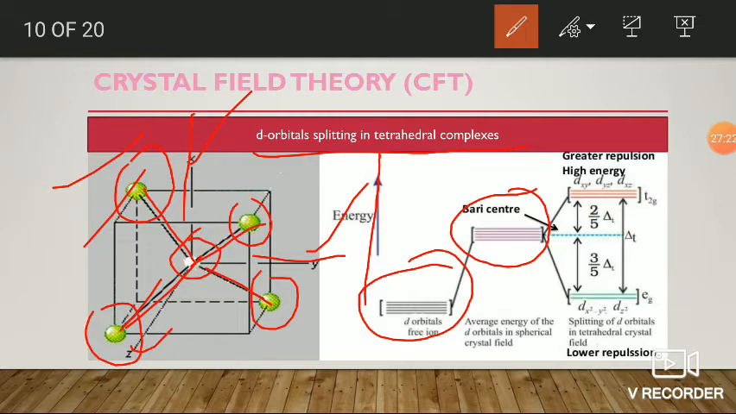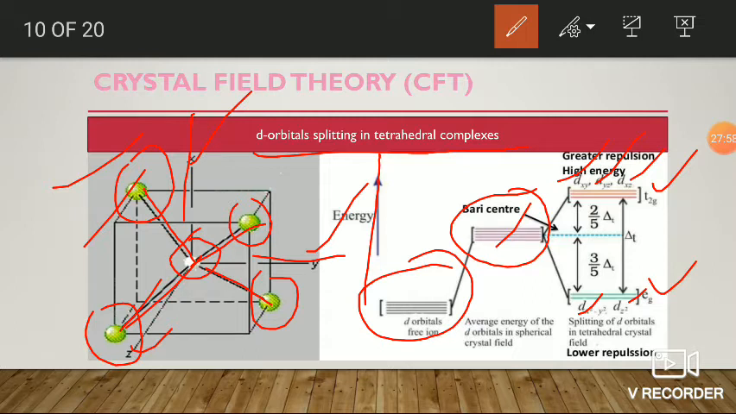In the case of a tetrahedral complex, the splitting of d orbitals is just like this. The five d orbitals split into two sets, the T2g set and the Eg set. Here the Eg set, as in the case of octahedral, has two orbitals, dx square minus y square and dz square. The Eg set orbitals get lower energy and the T2g set orbitals get more energy. That is, T2g means dxy, dyz, dzx. It is due to their arrangement as well as the approach of ligands toward the central metal ion.